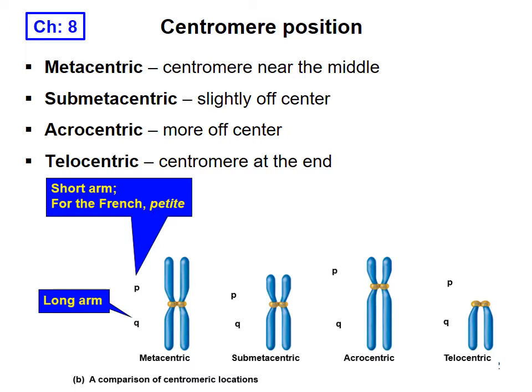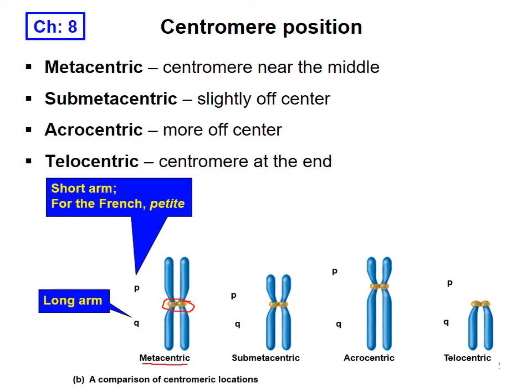Now, the centromere is the attachment point that allows for the two sister chromatids to physically connect to each other. So here they are, highlighted in the yellow structure. And we see that the position of the centromere can vary depending on which chromosome we're looking at. If the centromere is pretty close towards the middle of the entire chromosome, we call that metacentric.